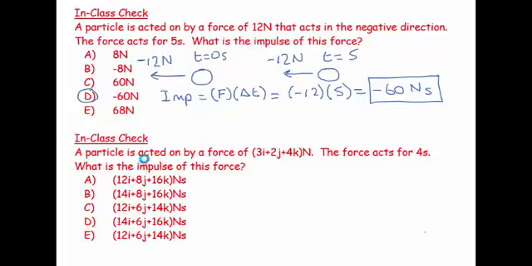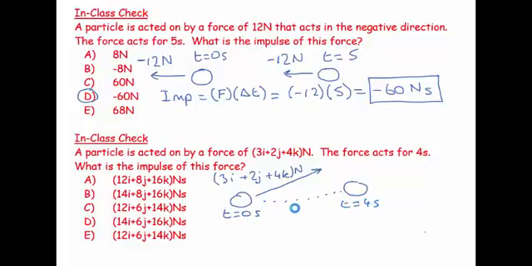This lower problem is a three-dimensional problem, and it says a particle is acted on by a force. So here's a particle. Let's visualize the force acting on it. And this is 3i plus 2j plus 4k newtons. And the force acts for 4 seconds, so t is equal to 0 seconds. And then we have some stuff going on, and over here we say t is equal to 4 seconds. And I'd like to find out what the impulse is.